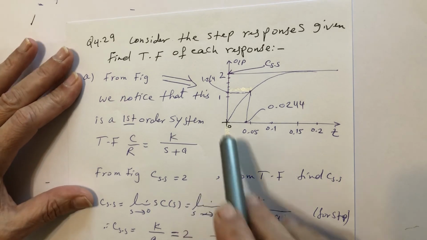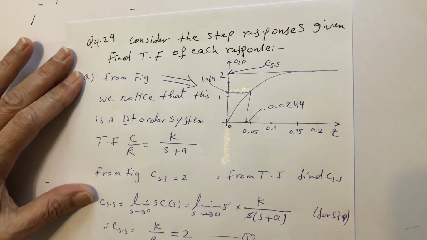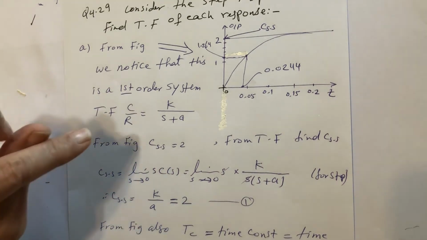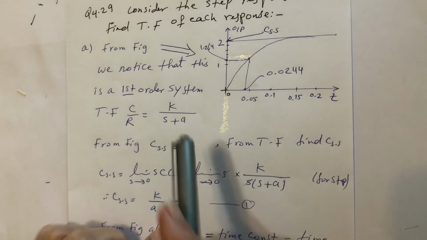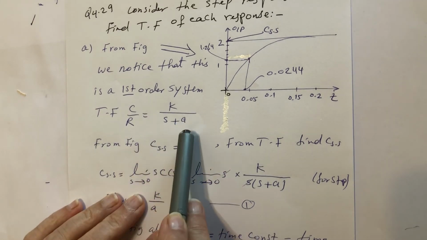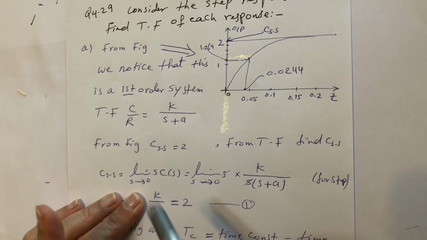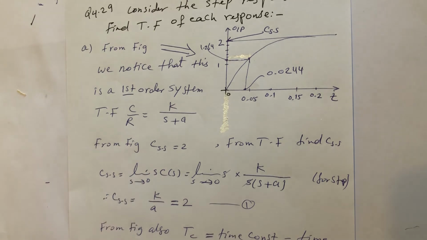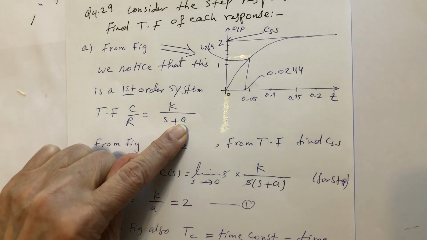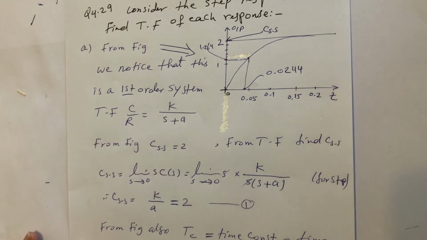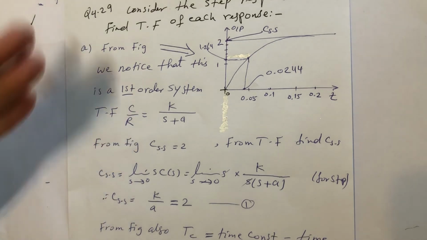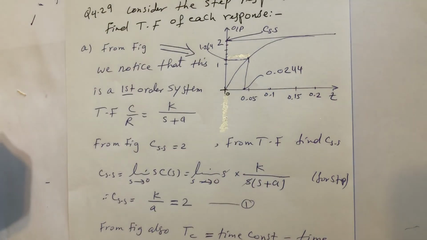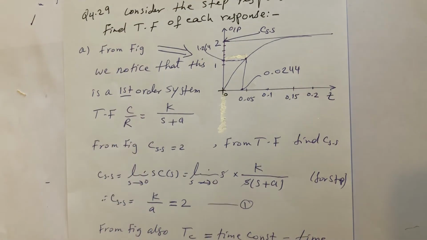Okay, now he's given us this response. Of course, you remember I told you before that the typical first order system transfer function is K over s plus a. This K and a don't always have to be equal, but the pole is minus a. He wants us to find the transfer function of the system from this response. So we need to find K and a.